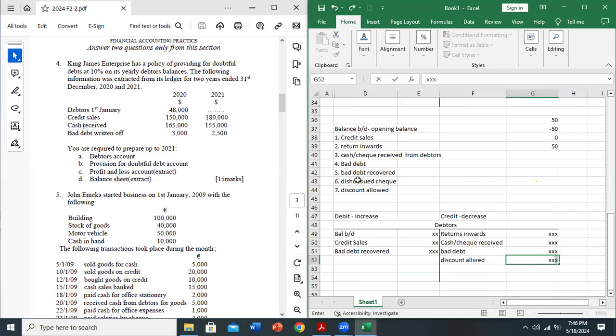And then we have the dishonored check. Let me go through that with you. Somebody owes you 50 cedis. When he pays or gives you a check of 50 cedis, it is expected that the debt will come to 0. So when you go to the bank and the bank dishonors the check, a dishonored check means the bank will not pay because there are issues with it.